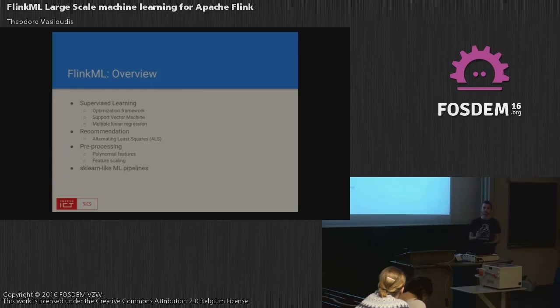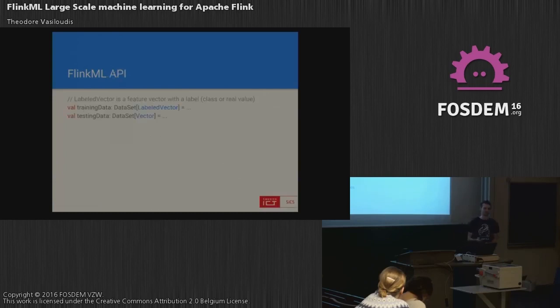One feature that we took care to include from the beginning was support for machine learning pipelines. These allow us to develop complex sequences of machine learning tasks with minimal glue code. So with that, we can take a brief look at the API, and see how easy it is to write a small machine learning program with FlinkML.